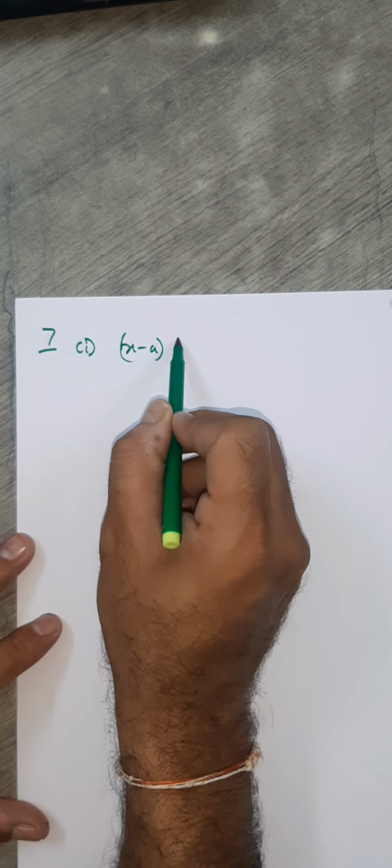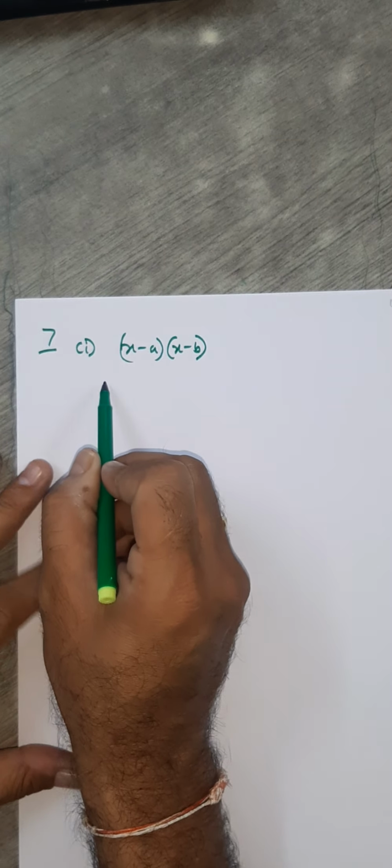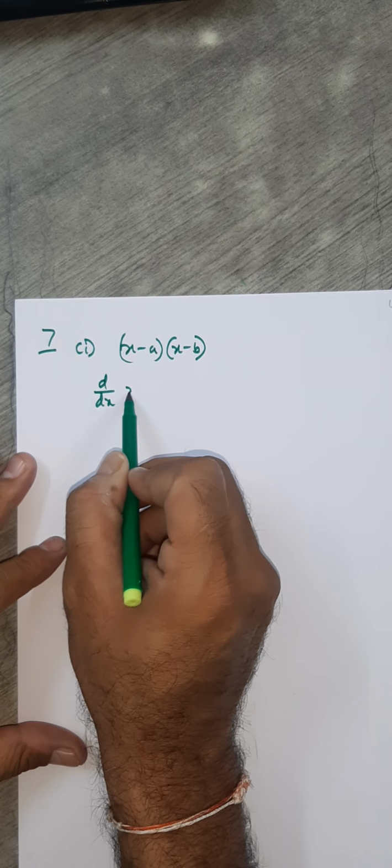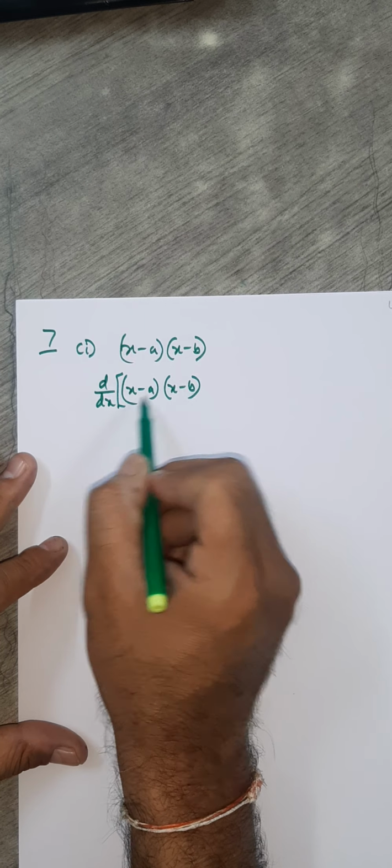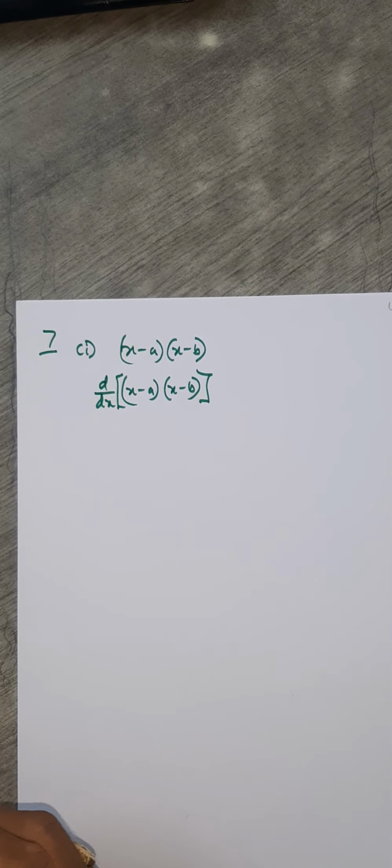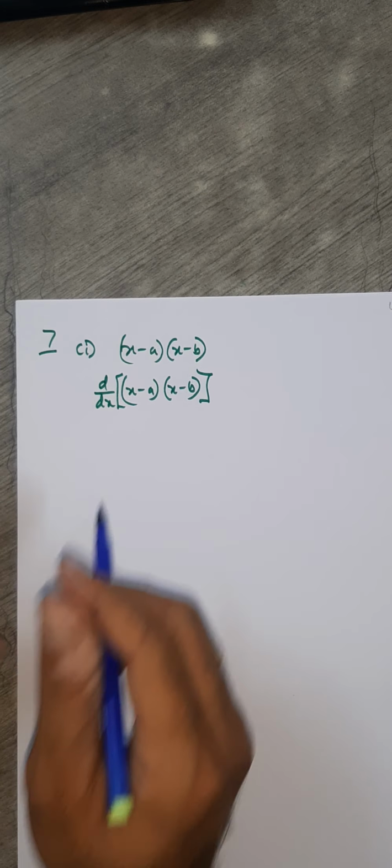Now next we go to the 7th question, which is also a very simple question: x minus a into x minus b. What is the question there? For some constants a and b, find the derivative. So d by dx of this. So which rule? One way is you can open the bracket and you can differentiate it. The other way is the product rule.